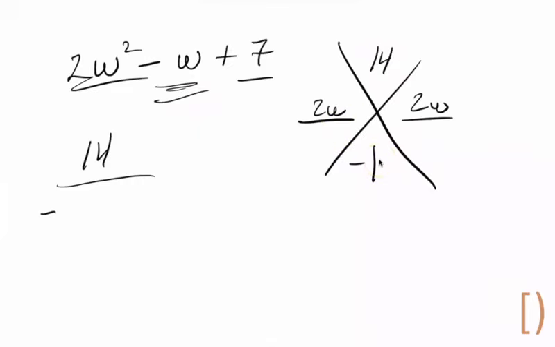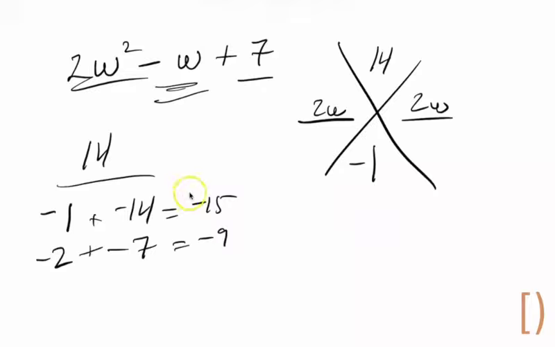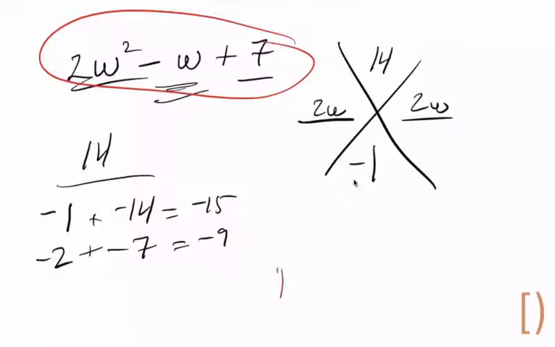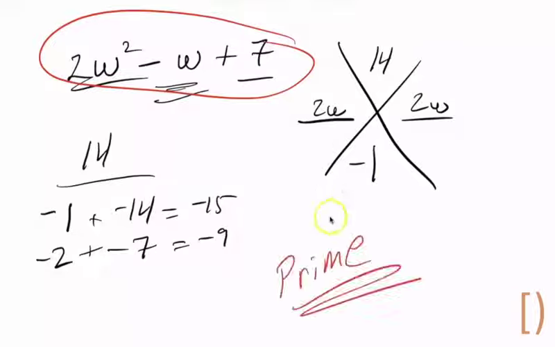But let's look at all our combinations. So negative 1 and negative 14, negative 2 and negative 7. When I add these up, I get negative 15 and negative 9. There's no way to get negative 1. It's just not possible. Right? It's not possible. That means it's not factorable. And anything that's not factorable, we call it prime. So if you can't find the combination, just like before, it's prime. You can't factor it. That's the lesson.